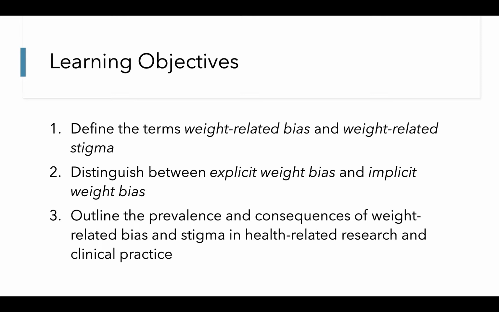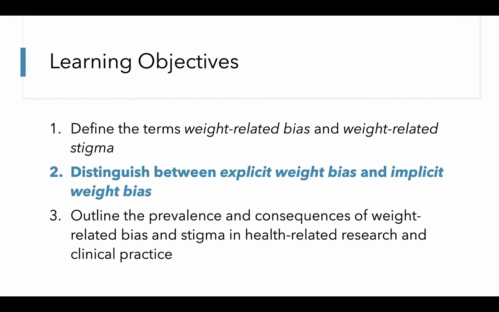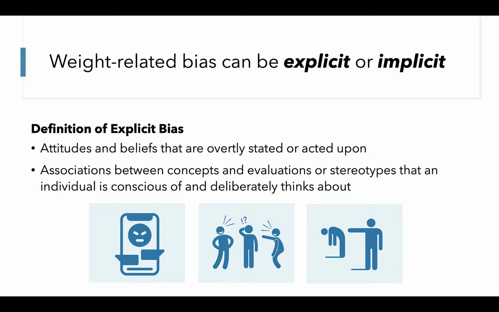We have 3 learning objectives for this topic. In this video, we'll distinguish between explicit and implicit weight bias. Weight-related bias can be explicit or implicit. Let's define these terms and think about some examples of both.